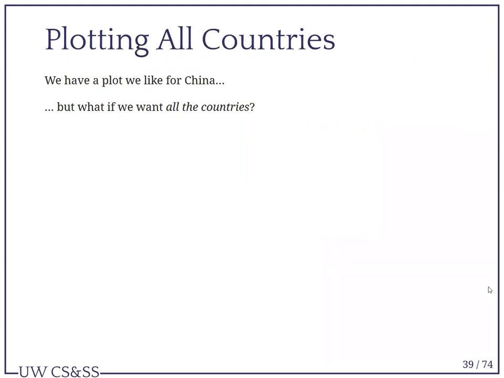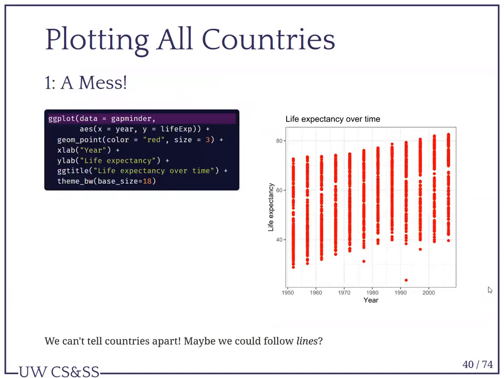So let's talk about plotting all of the countries. So we have this plot that we like for China. It's pretty good. What if we wanted to plot all of the countries and all of the data that we have? So let's say we just use that same plot and replace data equals China with data equals Gapminder. We would get this ugly plot.